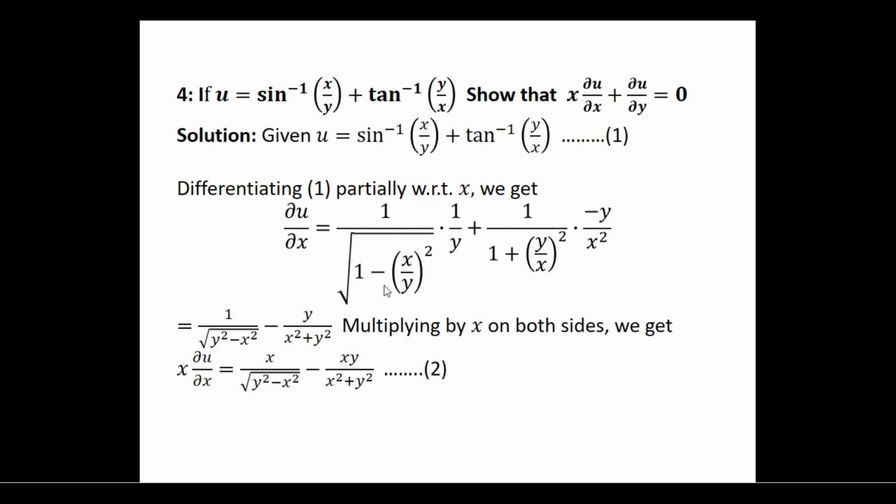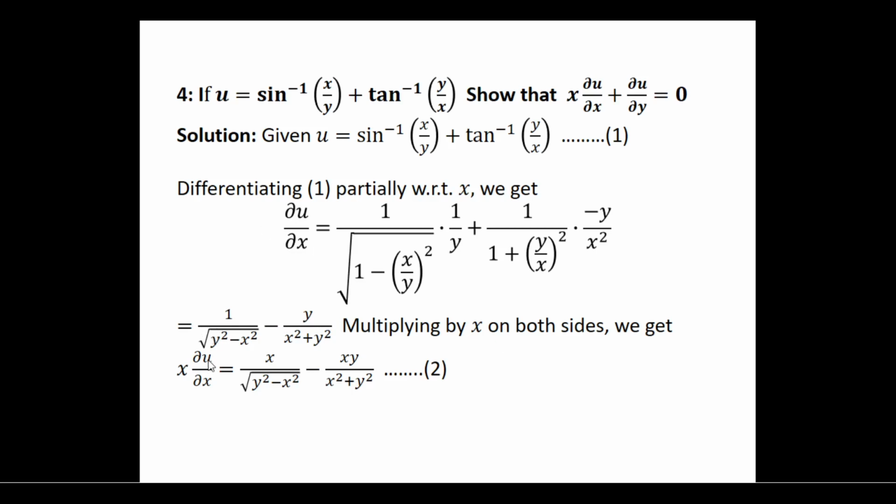Now simplify this. Here take the LCM. What is the LCM? y square. You will get y square minus x square divided by y square. So if that y square comes outside the square root, that becomes y. That y goes to the numerator. That y and this y will get cancelled. So again here, take the LCM, x square plus y square. This x square goes to the numerator. That x square and this x square will get cancelled. So you will be left with 1 over root of y square minus x square, minus y by x square plus y square. Now multiply both sides by x.